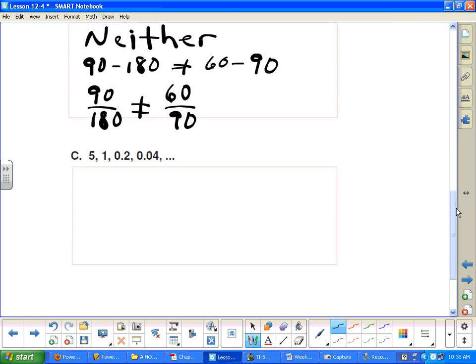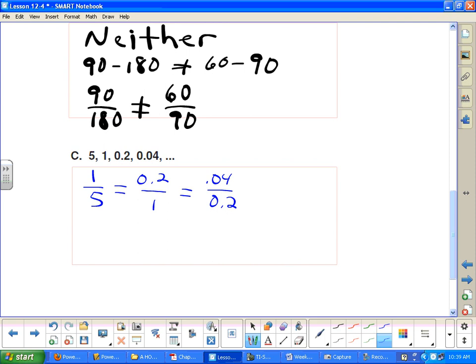How about letter C? Well, let's see. From 5 to 1 is 4, right? From 1 to 0.2 is not 4, is it? No. So this is definitely not arithmetic. So let's try geometric. Does 1 over 5 equal 0.2 over 1, and is that equal to 0.04 over 0.2?